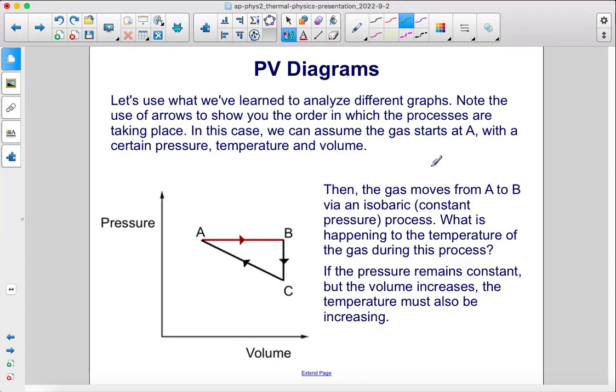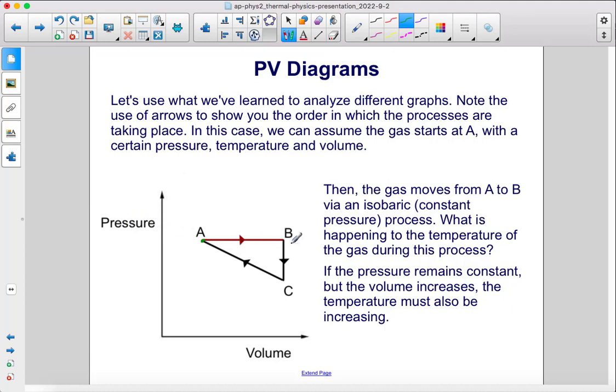Let's use what we've learned to analyze different graphs. Note the use of arrows to show you the order in which the processes are taking place. In this case, we can assume the gas starts at A with a certain pressure, temperature, and volume. Then the gas moves from A to B via an isobaric process. So the pressure stays the same. See how it's a horizontal line? So the pressure has not changed.